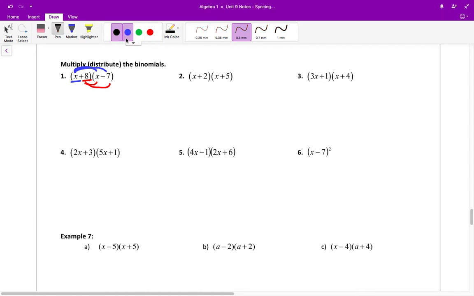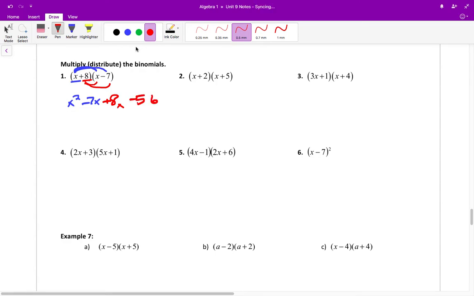All right, so starting with x. x multiplied by x, so this first x right here is going to be x squared. And then x multiplied by negative 7 is a minus 7x. Next, distributing the 8. So 8 multiplied by x is a positive 8x. And then 8 multiplied by negative 7 is a minus 56.